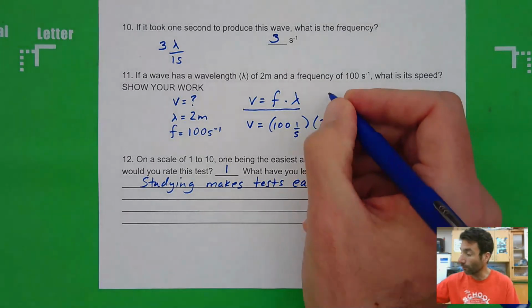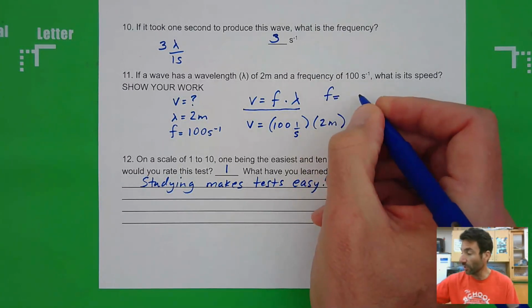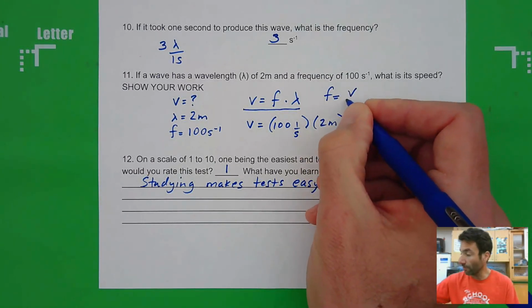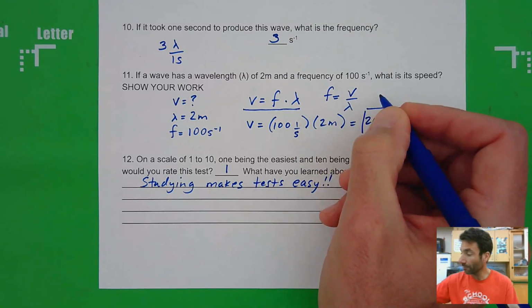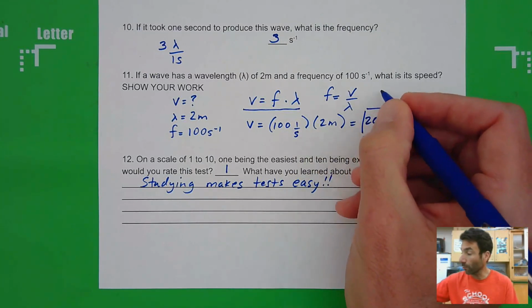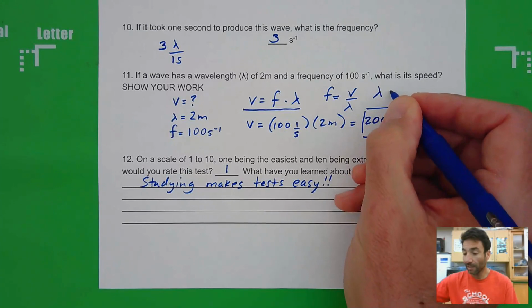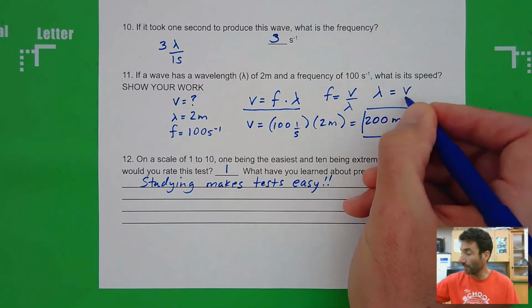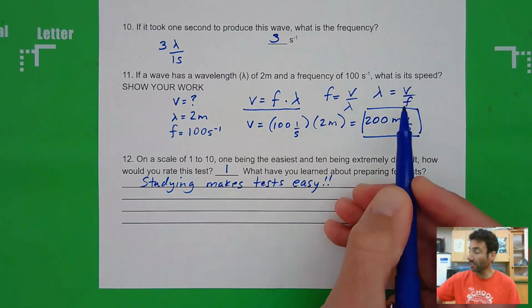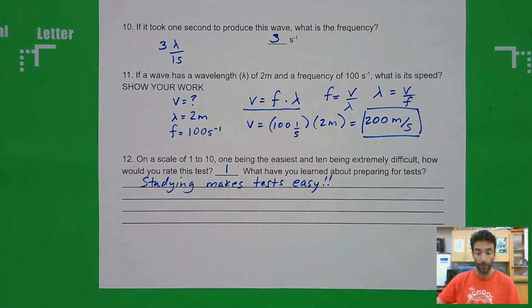If we were looking for frequency, we would arrange it F equals V over wavelength. And if we were looking for wavelength, we'd say that lambda equals V over F. They all say the same thing, they're just arranged differently, just a little algebra. So make sure you use the one that is going to help you solve for the unknown variable the easiest.